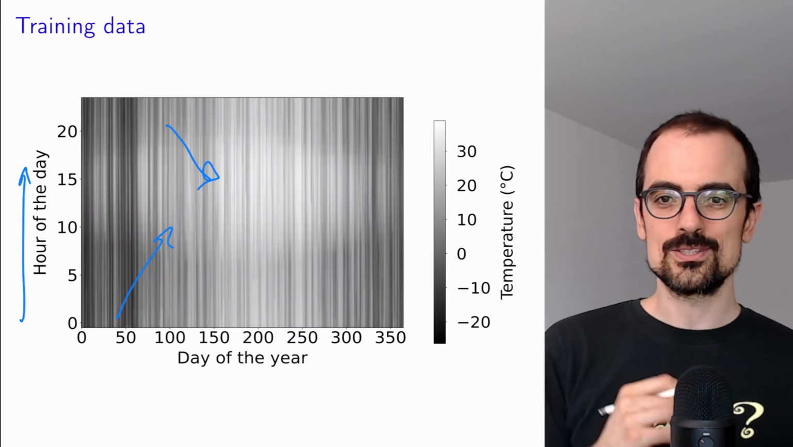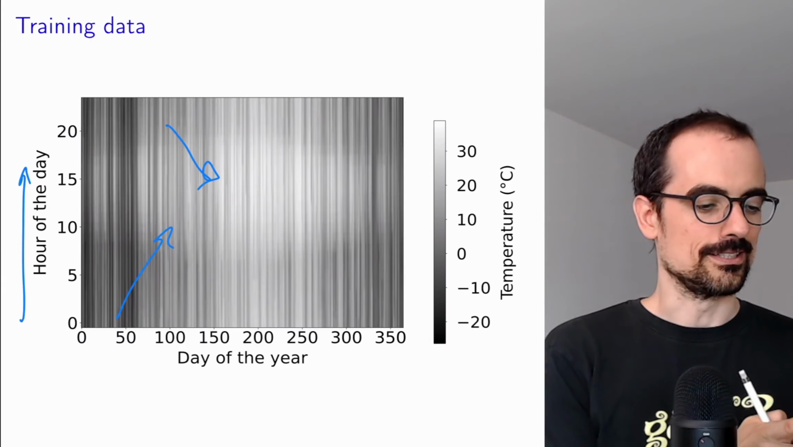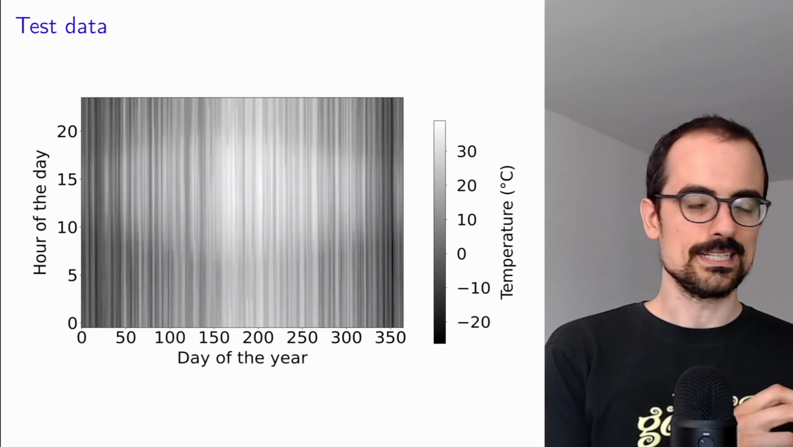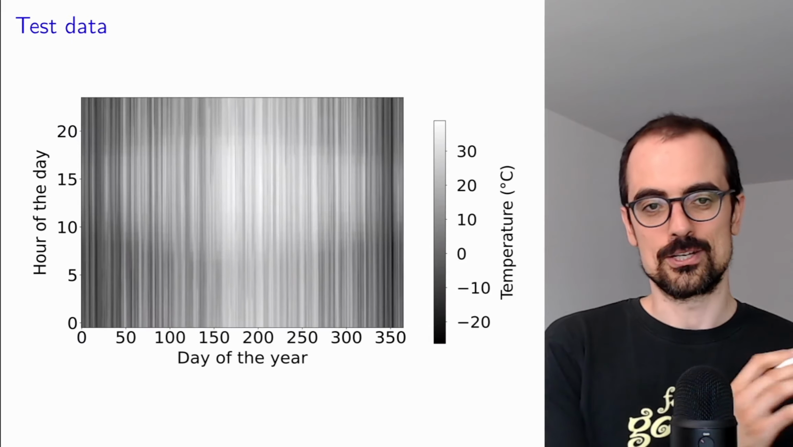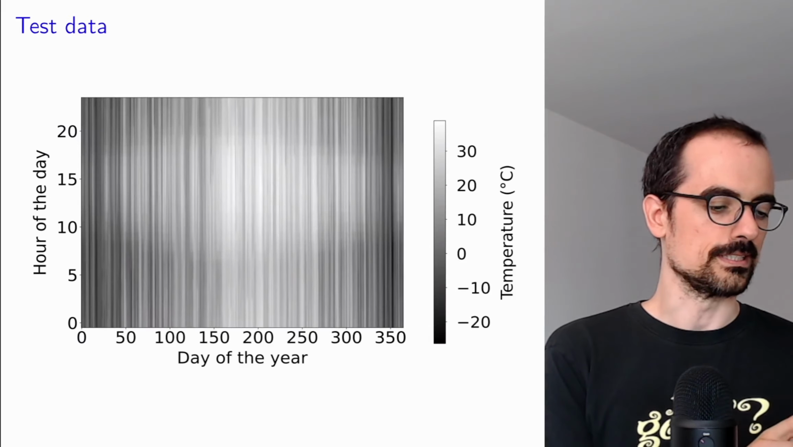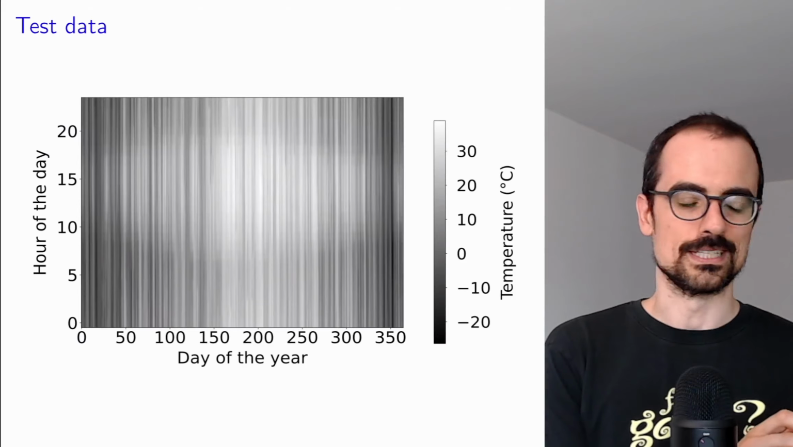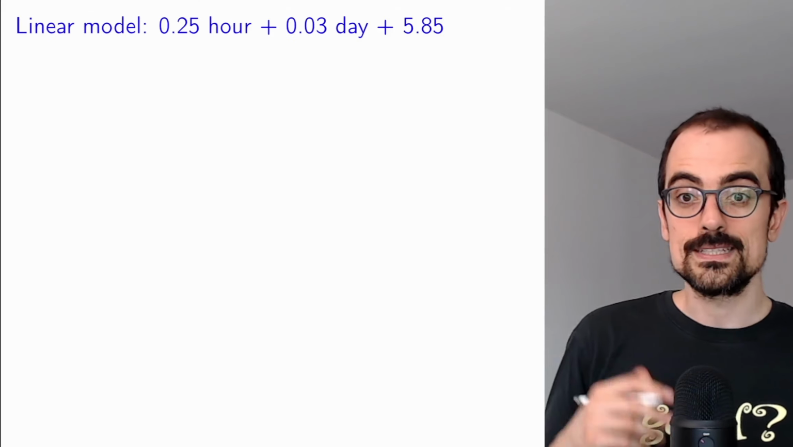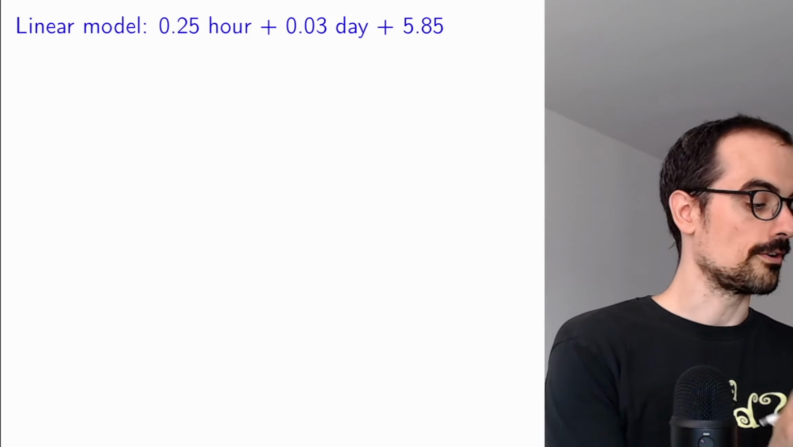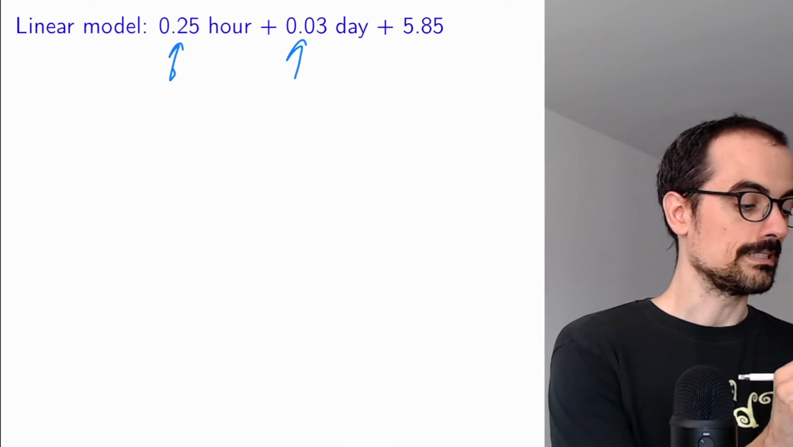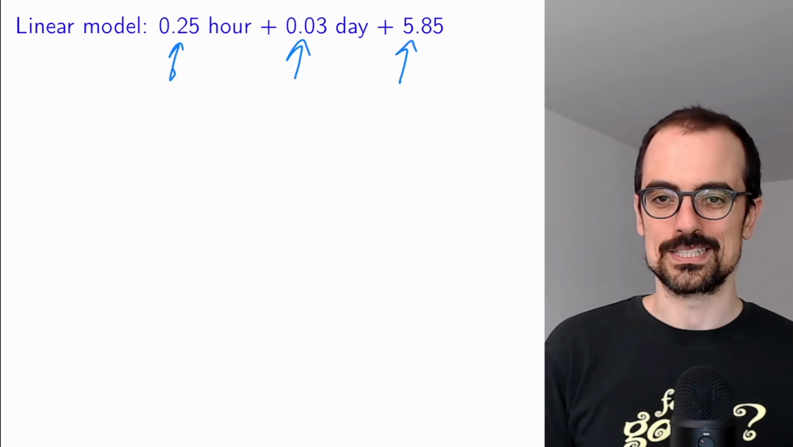Why do I point that out? Because these are nonlinear patterns. This is the test data that has essentially the same patterns, but not exactly the same, because they're from another year. This is from 2016, and the training data is from 2015. So now we fit a linear model to the training data, which means we learn a coefficient for hour, a coefficient for day, and a linear intercept. Let's take a look at the linear model.